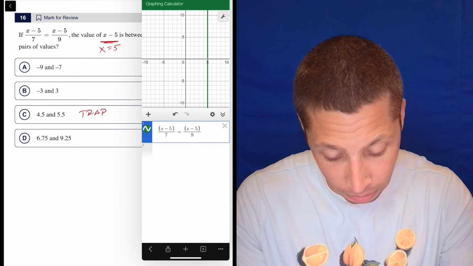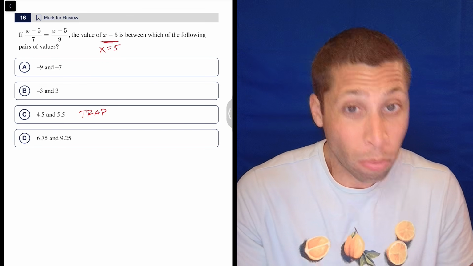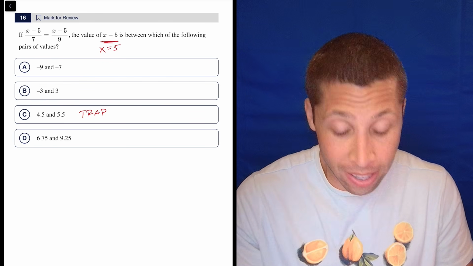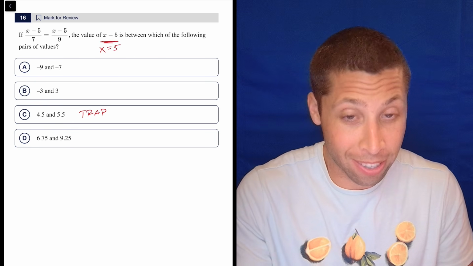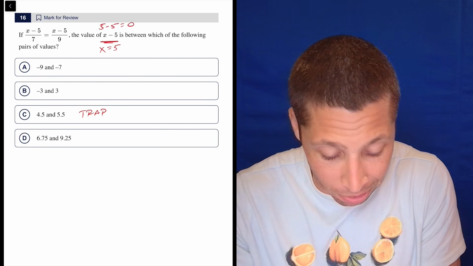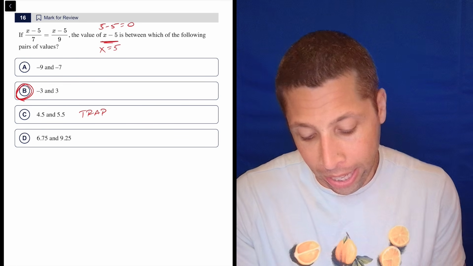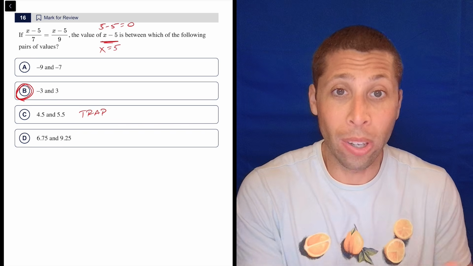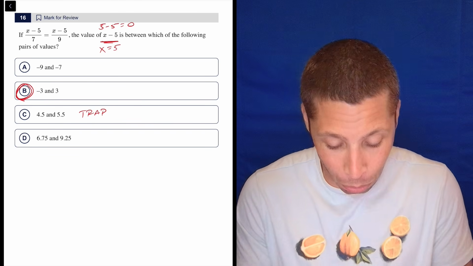How long is this question? What is this, 12 words? You can't read it? You can't see that it says x minus 5 instead of x? Like, come on. It's pretty simple. So all we've got to do is, what is 5 minus 5? Well, it's 0. And 0 is between -3 and 3. So we're done. There's really not much extra work you need to do to avoid the trap.